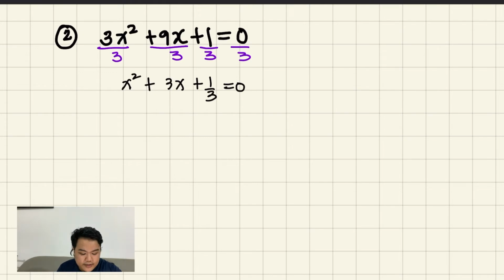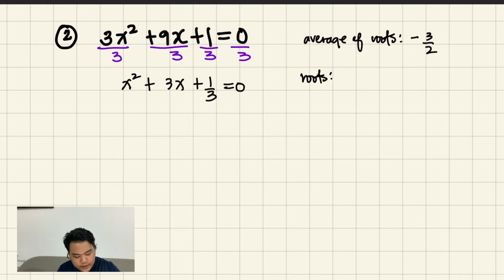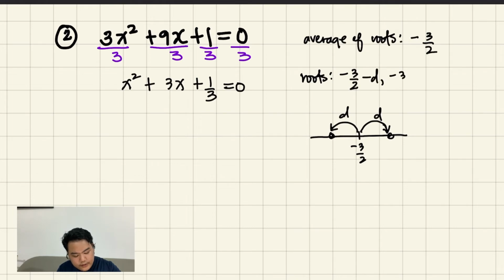And then yung next thing, you compute for the average of the roots. Ano yung average ng roots? You divide this by negative 2. So you get negative 3/2. So yung actual roots na kinocompute mo are, ano yun? Pag dinrawing natin, this is negative 3/2 d. Ito yun, no? So negative 3/2 minus d, negative 3/2 plus d.